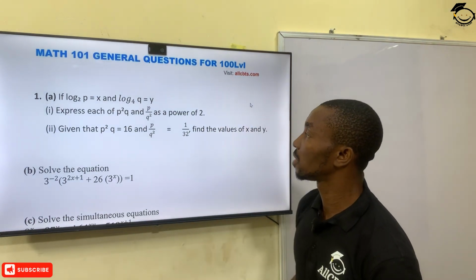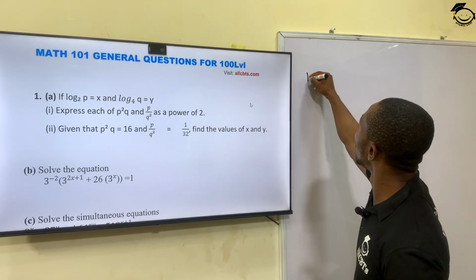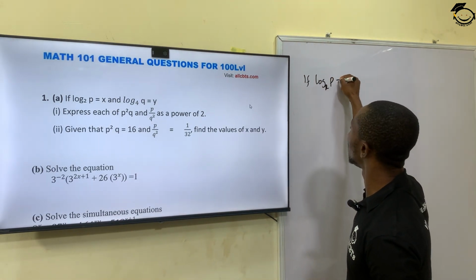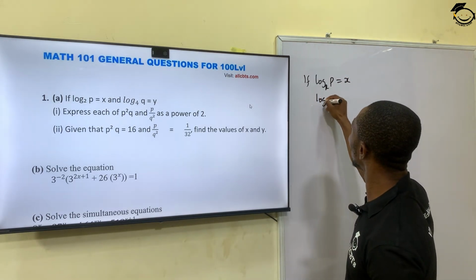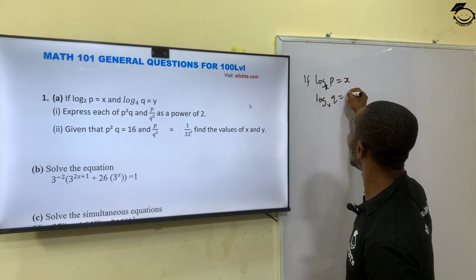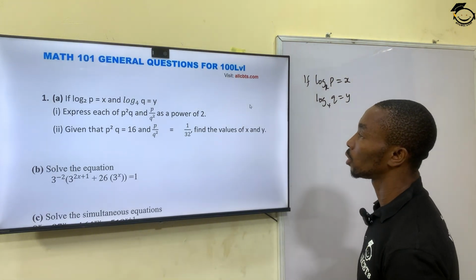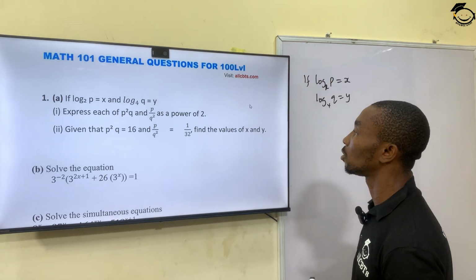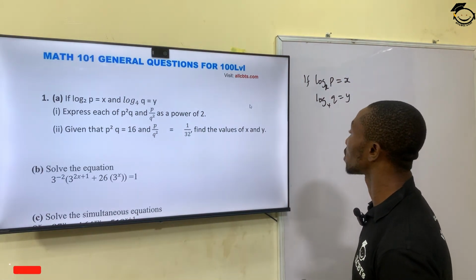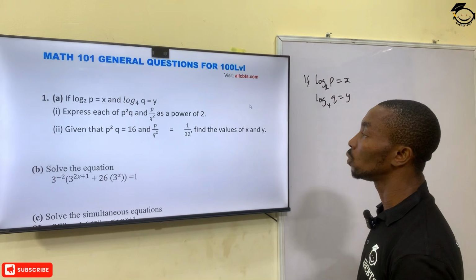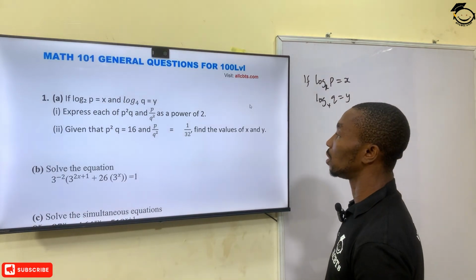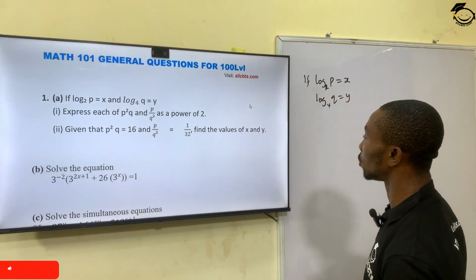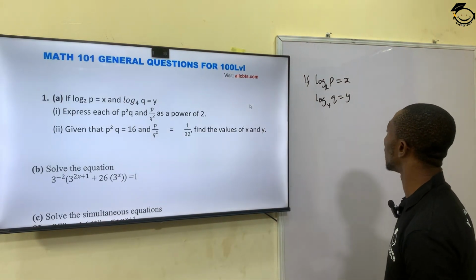Our first question says: if log₂p equals x and log₄q equals y, one, we should express each of p squared q and p over q squared as a power of 2, and two, given that p squared q equals 16 and p over q squared equals 1 over 32, we should find the value of x and y.